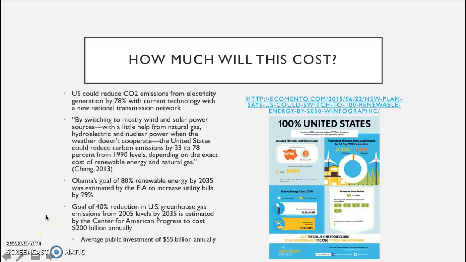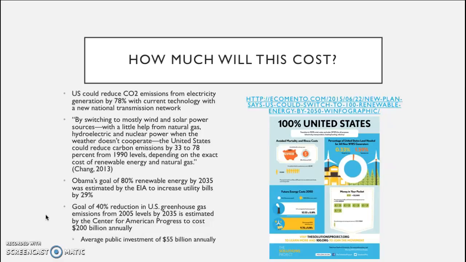And so how much will this cost? I found some estimates for how much it would cost in the US to significantly reduce greenhouse gas emissions. Some reports say that the US could reduce their CO2 emissions from electricity generation by 78% just with the current technology and no new fancy batteries, with a new national transmission network that allowed states to share energy. So when wind wasn't blowing in one, that wind energy could be transmitted, or same with solar energy too.